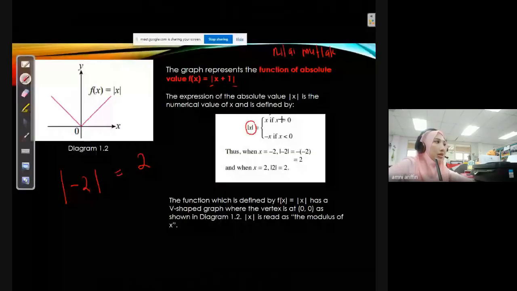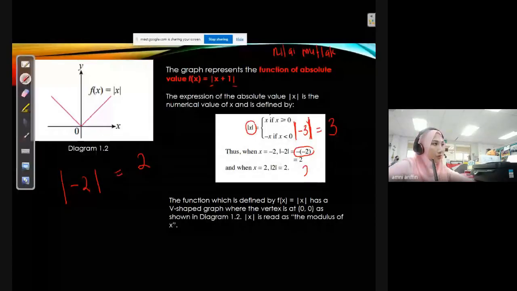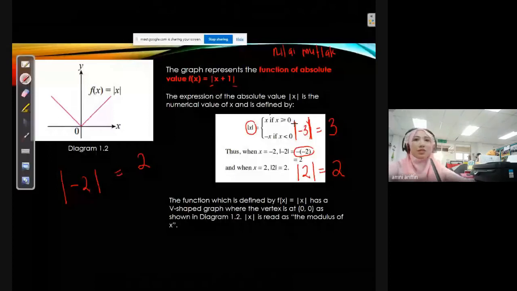If you look here, it says x if x is bigger than 0, and negative x if x is smaller than 0. It means when x equals negative 2, it will become like this. If it is negative 3 and you put the absolute value sign, it becomes positive 3. If the number is 2 and you put it in absolute value, it will also become positive 2. What's important is that you know this is the sign for absolute value, the function of absolute value.